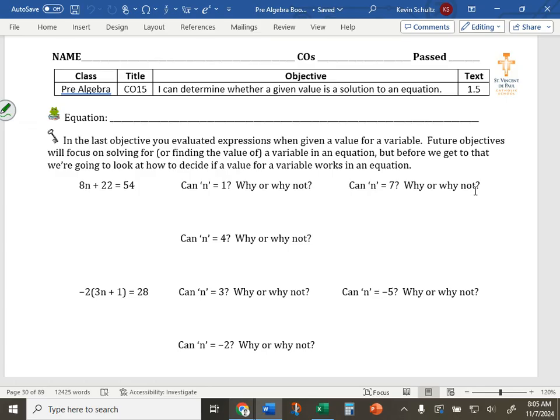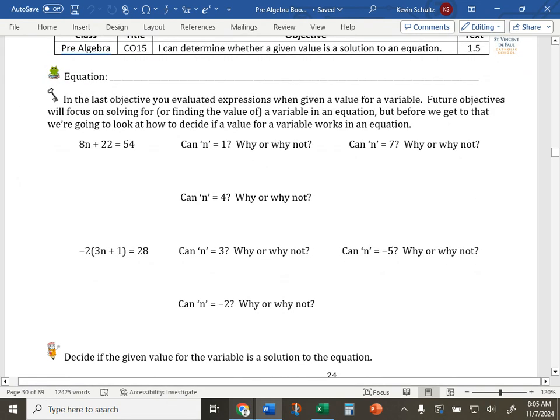So first, if you think back to CO13, we defined what an expression is. It's a mathematical statement. What's an equation? It needs an equal sign. And what does the equal sign mean? And don't say equal to. What does the equal sign mean?